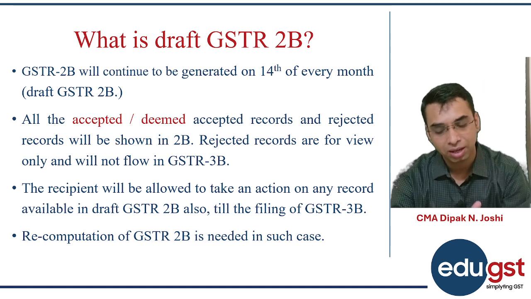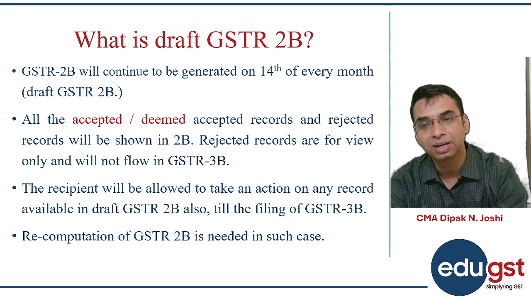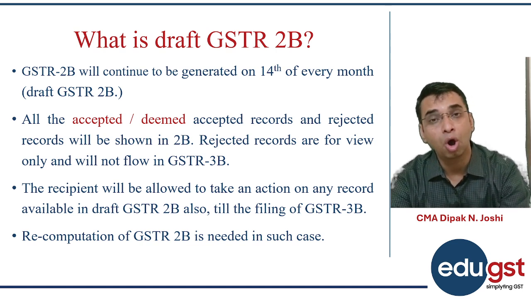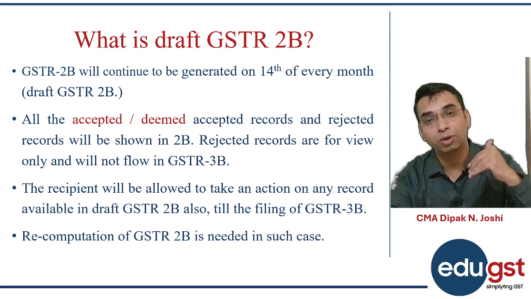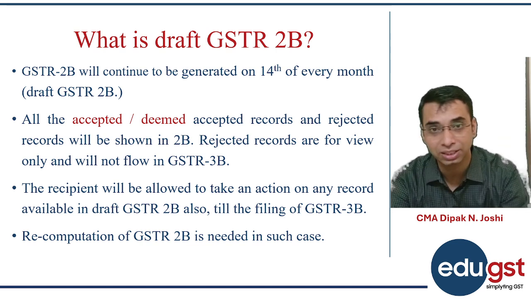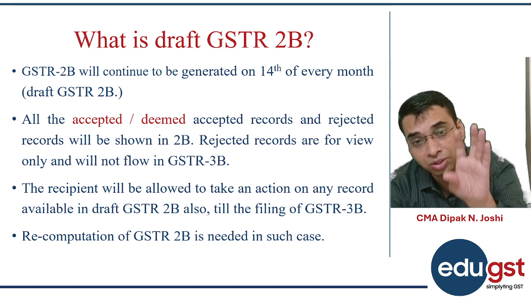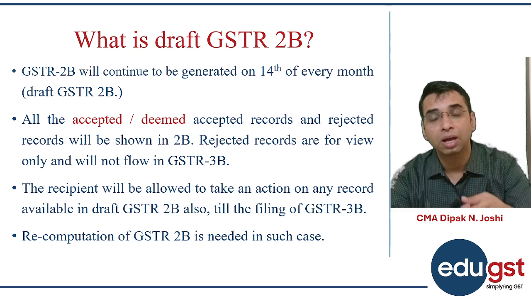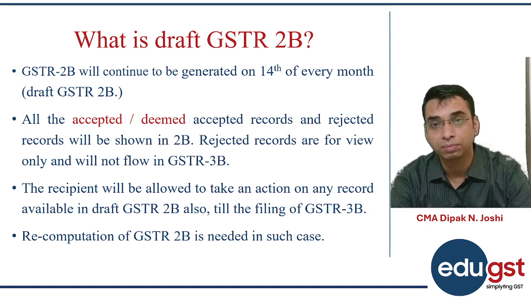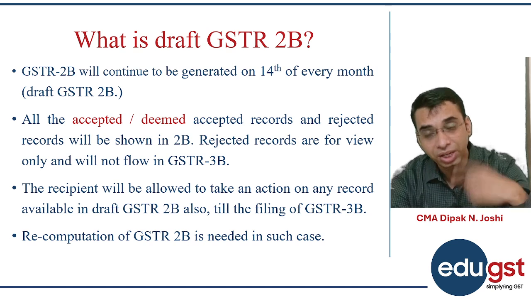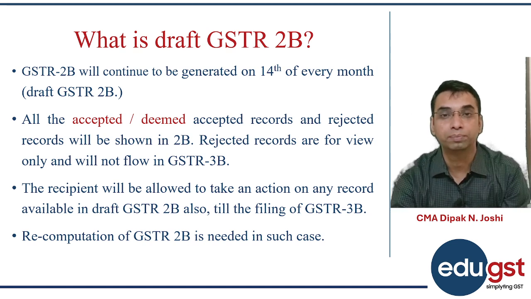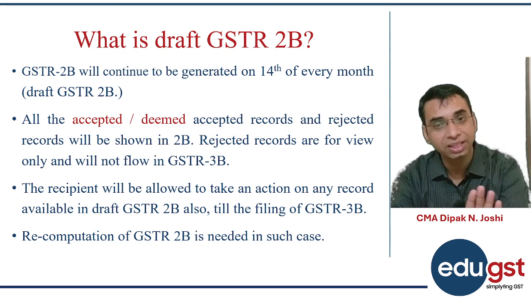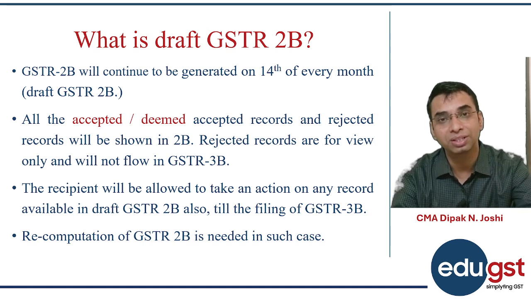And based on the action taken by the recipient, that is, the recipient will accept the record, reject the record, or keep the record pending for future action, GSTR 2B will be generated by the system. And you can make changes in your GSTR 2B. You can change the action taken on any particular record. The latest action will override the earlier action. But you can take this action till filing of GSTR 3B.